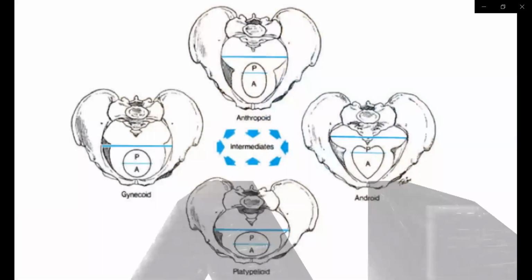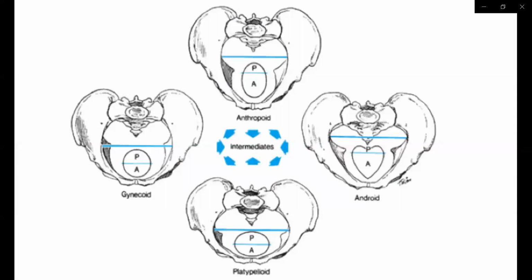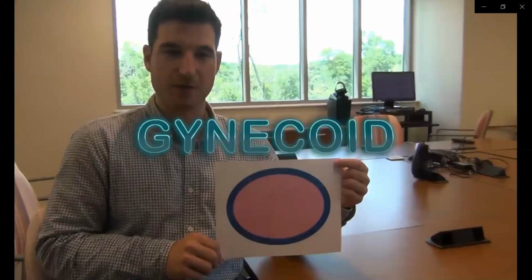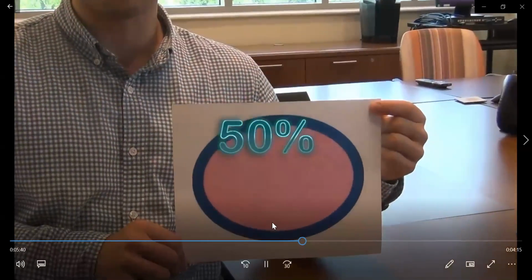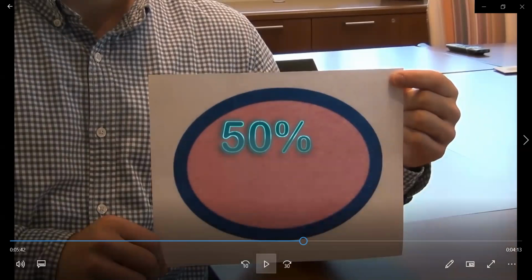In 1933, Caldwell and Moloy developed a classification system for the four basic female pelvic types. They are gynecoid, android, anthropoid, and platypelloid. The gynecoid pelvis is the most common pelvic type, representing approximately 50% of all pelvic types. Okay, now they will show you the different types of pelvis.